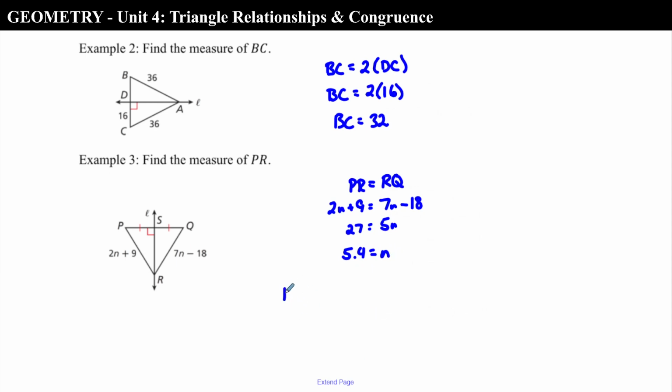Then, to find PR, we're simply going to plug that in. 2 times 5.4 plus 9 is going to give us 19.8. And so that is our answer for PR.